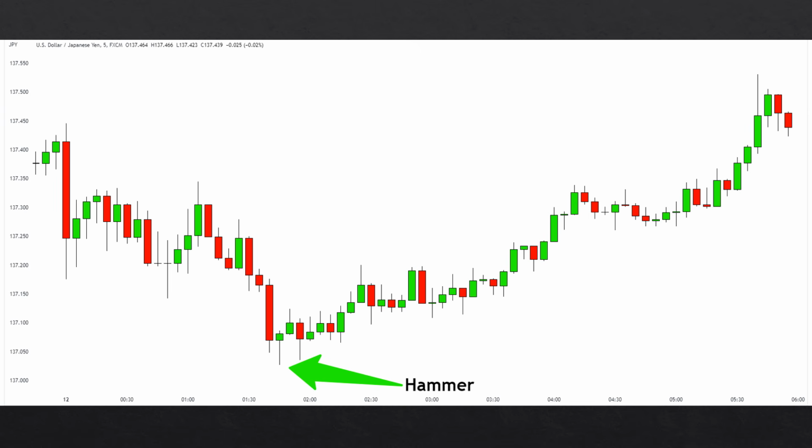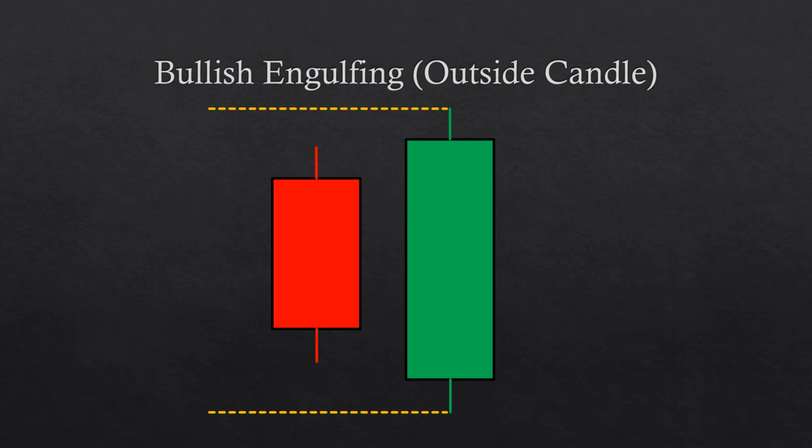Another powerful candlestick formation I want to show you is called the outside candle, also known as the engulfing pattern. This is the opposite of the harami or the inside candle in a way. This is a pattern formed by two candles. The main characteristic here is that the range of the second candle must engulf the range of the first one. The pattern indicates that price will go in the direction of the engulfing candle.